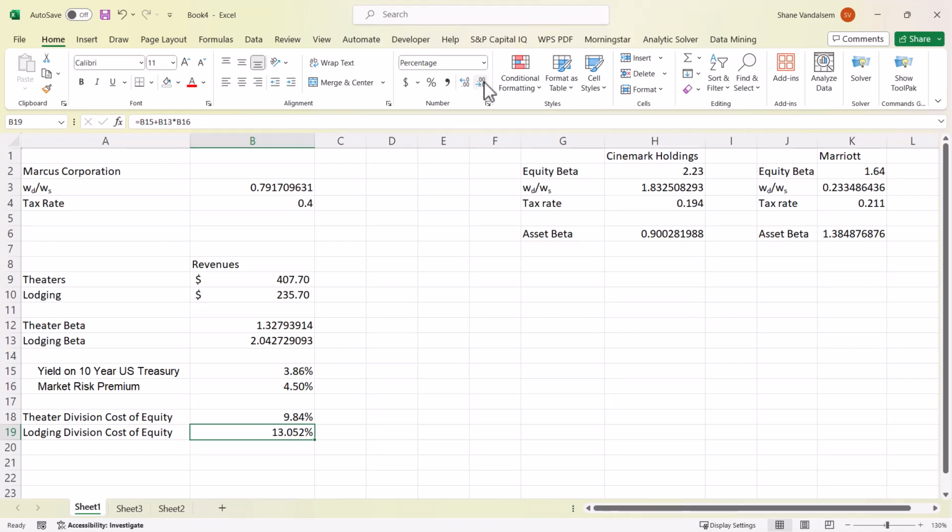So this has been a demonstration of using what's referred to as a pure play approach for determining the divisional cost of capital for a firm.